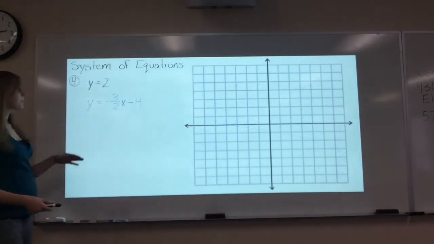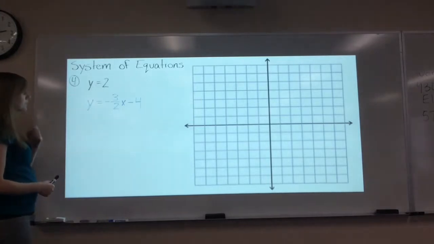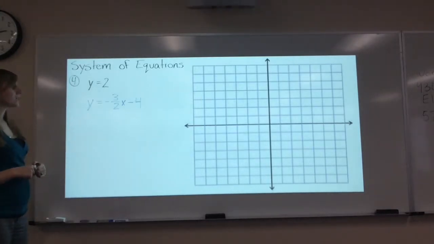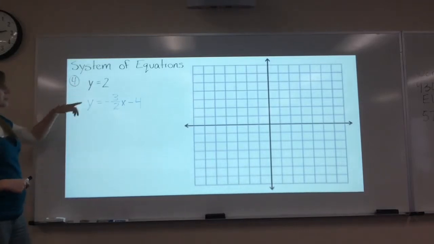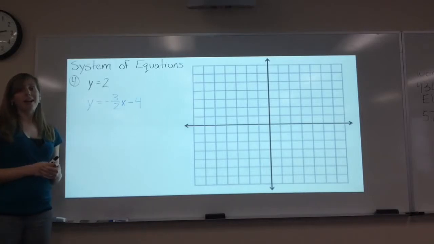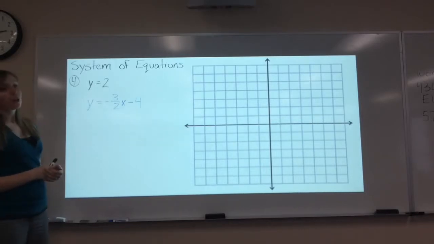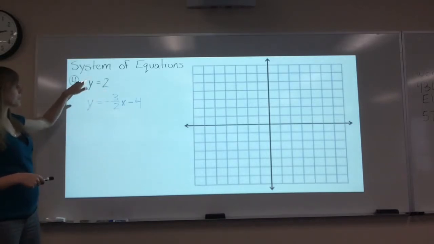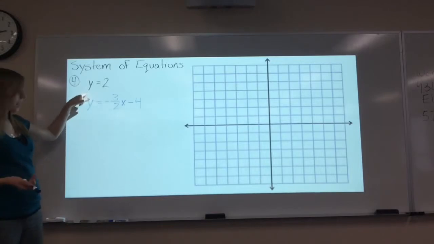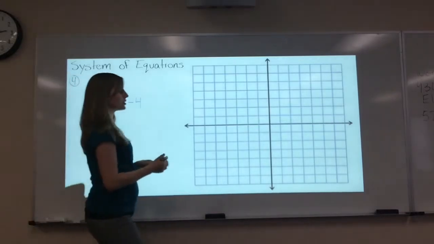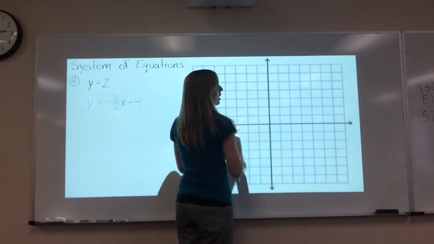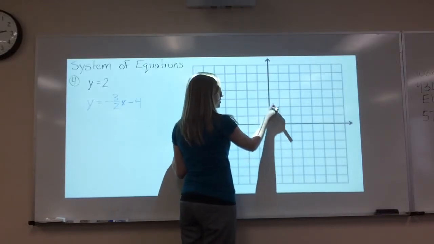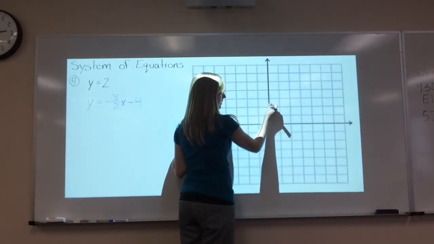Okay, for problem number 4, our first equation is y equals 2. Our second equation is y equals -3/2 x minus 4. To graph the first equation, you will notice we are missing our x, which means the slope is not in this equation. This 2 is our y-intercept. So we're going to go to the y-axis because it's y equals, and we'll go to +2. Remember, y is up and down. Positive means we would go up 2 and we would put our point.